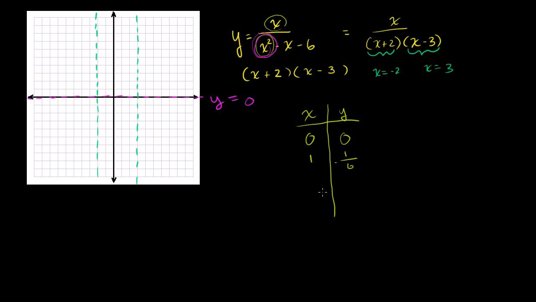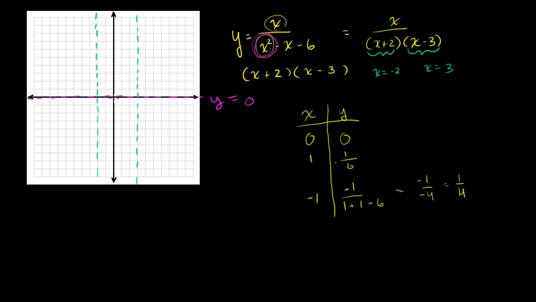When x is equal to negative 1, what do we have? We have negative 1 over negative 1 squared, which is 1, minus negative 1. So that's plus 1, right? Minus negative 1, minus 6. So what is this right here? This is negative 1 over 2 minus 6, over negative 4. This is going to be equal to 1/4. So we're going to get a positive value.